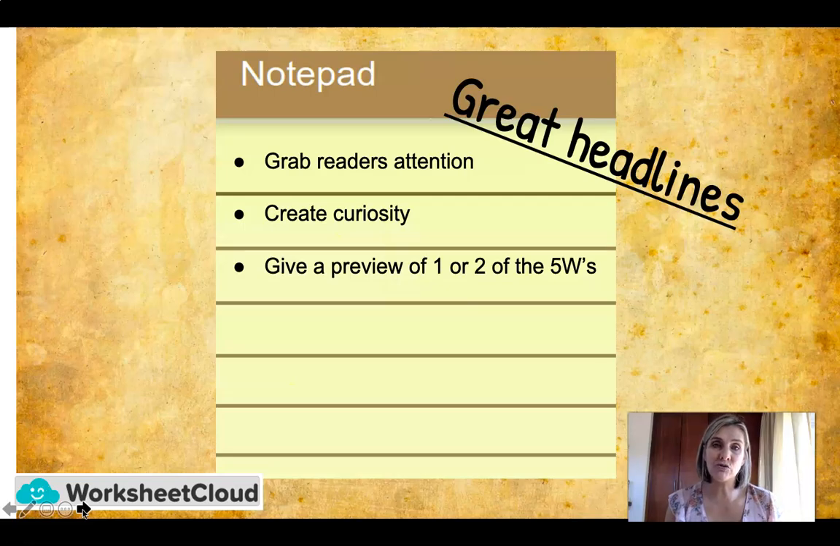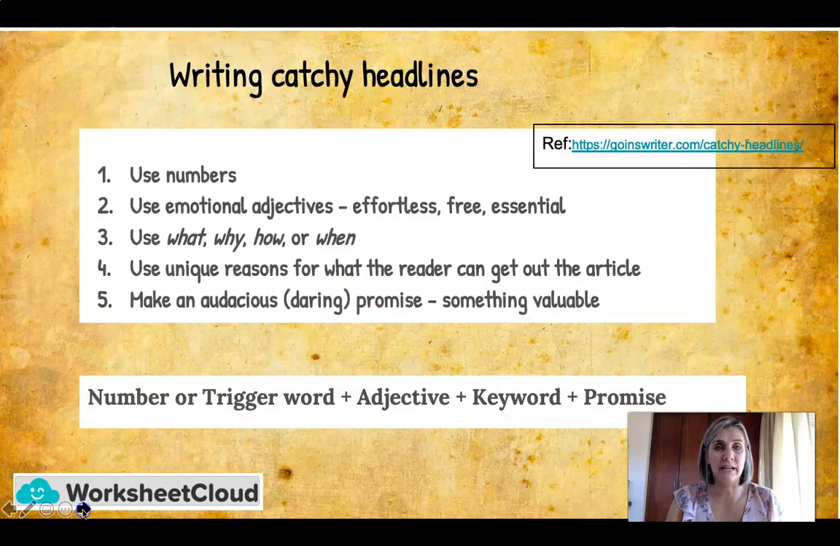So we've looked at the structure of an article, and now we're going to look at headlines, and then we're going to move slowly towards you being able to write your own. So what do great headlines do? They grab the reader's attention. They create a bit of curiosity because you don't just want to read a headline. You want to read something and then want to read a little bit more. And it normally, or it can, give a preview of 1 or 2 of the 5 W's. So the who, what, where, why, and when. So let's take a look.